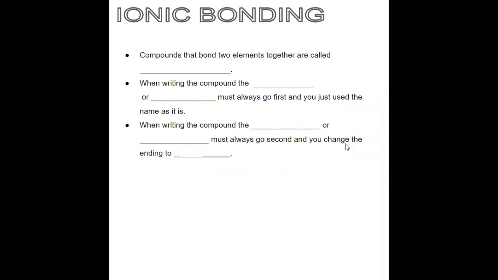Also, ionic bonding could take place between two elements on the periodic table, and we call what it forms a binary compound. Bi meaning two. An example of that would be lithium chloride. You've got two elements from the periodic table bonded together. That's a binary compound. When writing the compound, you need to remember that the metal, in this case lithium, or what we call the cation, must always go first. Your metal is always going to go first, and you just use that name. So we would just call it lithium.